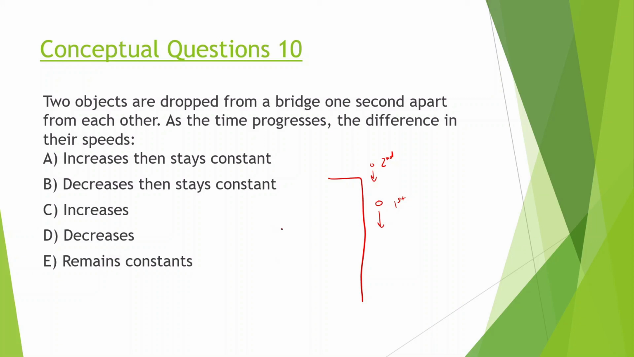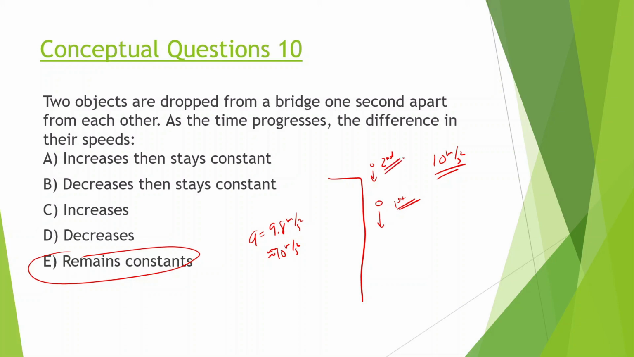One thing I just want to say is the acceleration is 9.8 meters per second squared, or you could think about it as approximately 10 meters per second squared. What we should know is every second, both of these balls are getting 10 meters per second faster in the downward direction. So as time progresses, the difference in their speed remains constant.